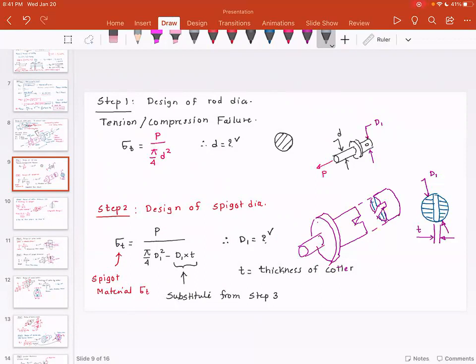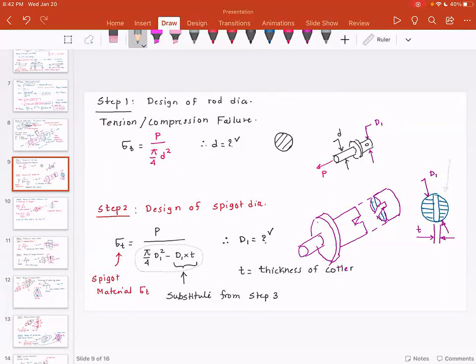If you look at the failure of the spigot diameter, there is a hole in the spigot. That is because we want cotter to be placed in that hole. So if you look at the failure area, you have the circular area minus the rectangular section. Look at this figure: the shaded area is where the failure is taking place. This is the failure area, which is the area of the circle minus area of the rectangle.